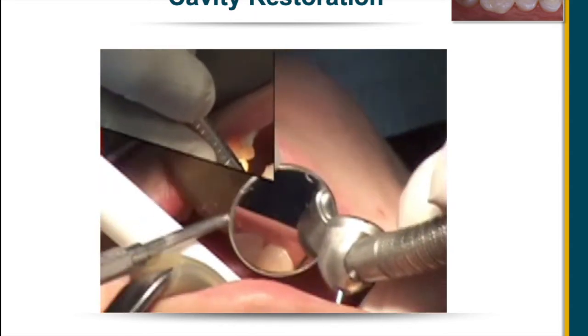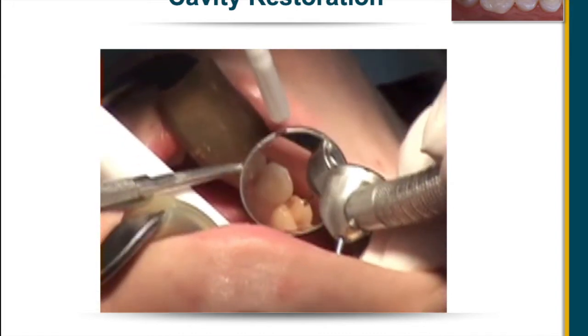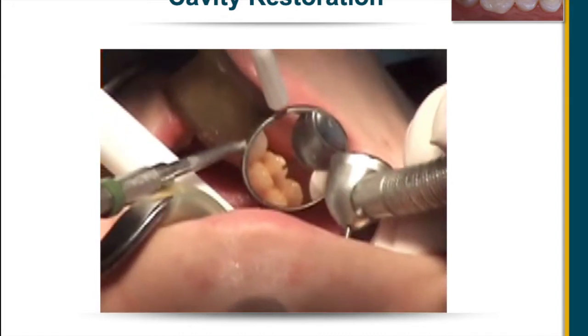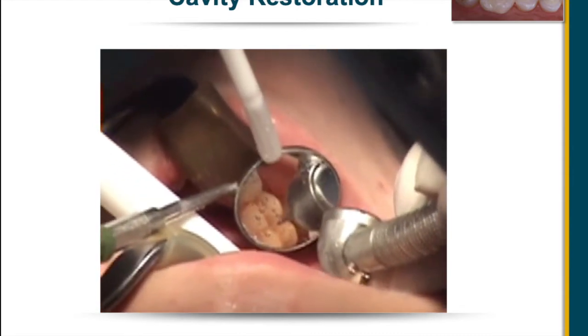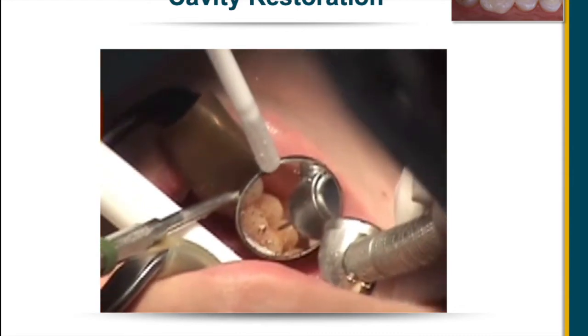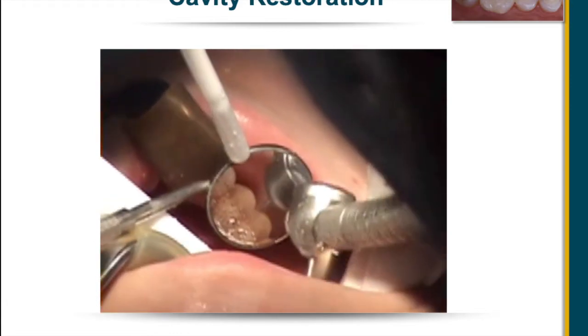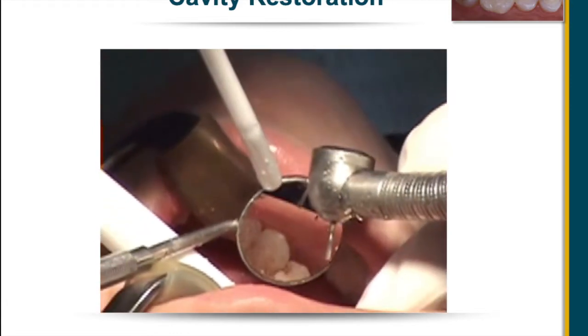Now we're going to look at the view from the doctor's point of view. As you can see, he's looking down in the mirror as he observes the preparation. The air-water syringe is there to blow the high-speed handpiece water off of the mirror so the doctor can observe the preparation.